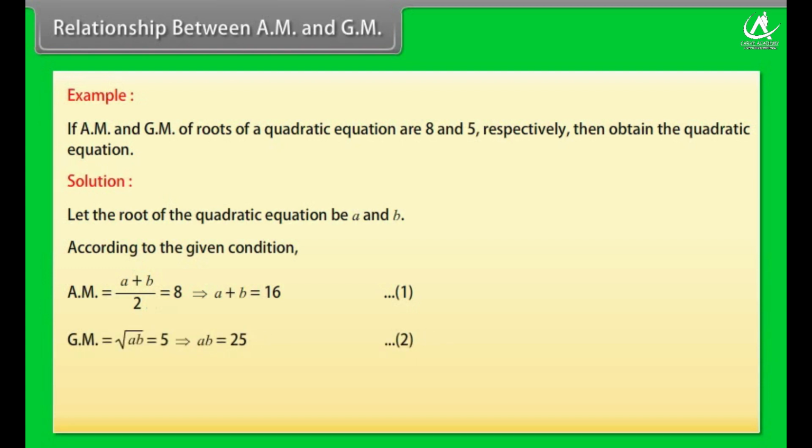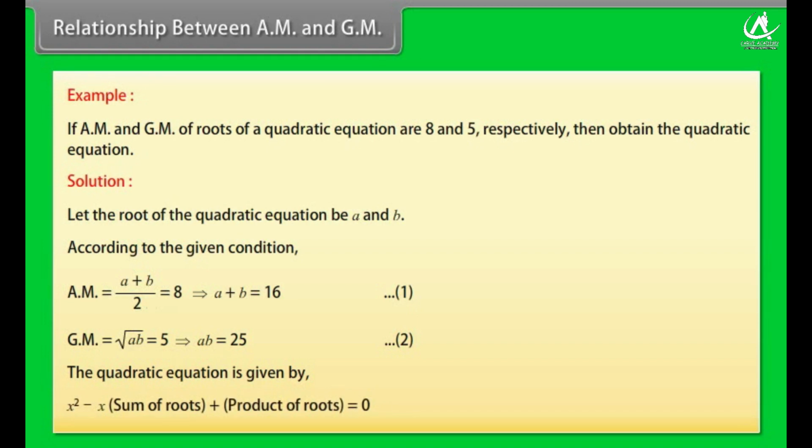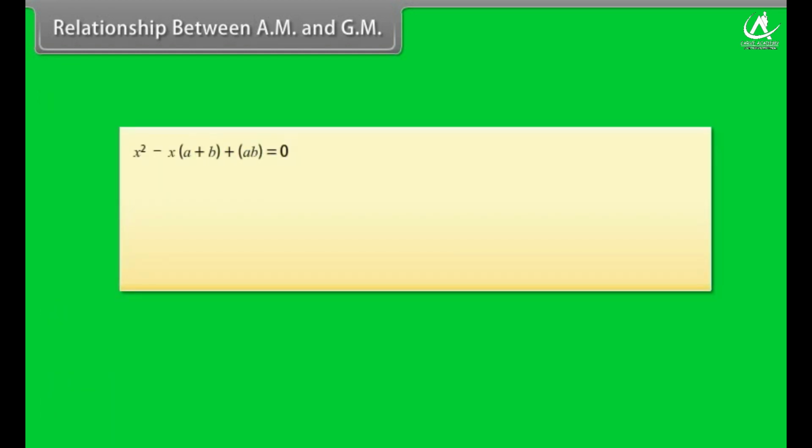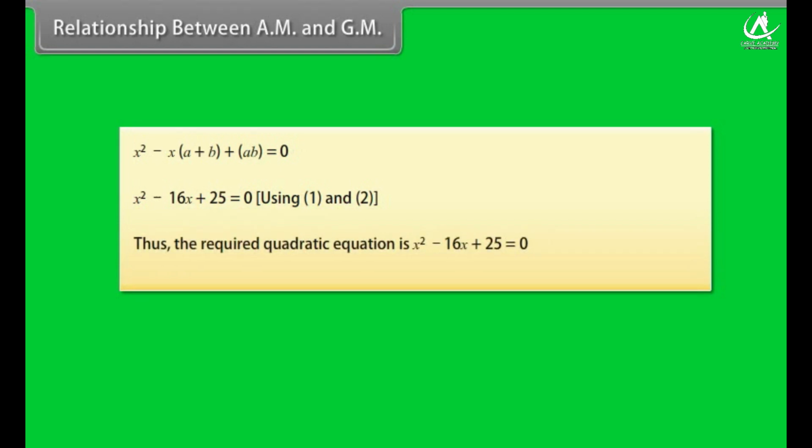Geometric mean is equal to square root of AB is equal to 5. It implies AB is equal to 25. Let it be equation 2. The quadratic equation is given by x square minus x into sum of roots plus product of roots is equal to 0. X square minus x into A plus B plus AB is equal to 0. X square minus 16x plus 25 is equal to 0 using equations 1 and 2. Thus, the required quadratic equation is x square minus 16x plus 25 is equal to 0.